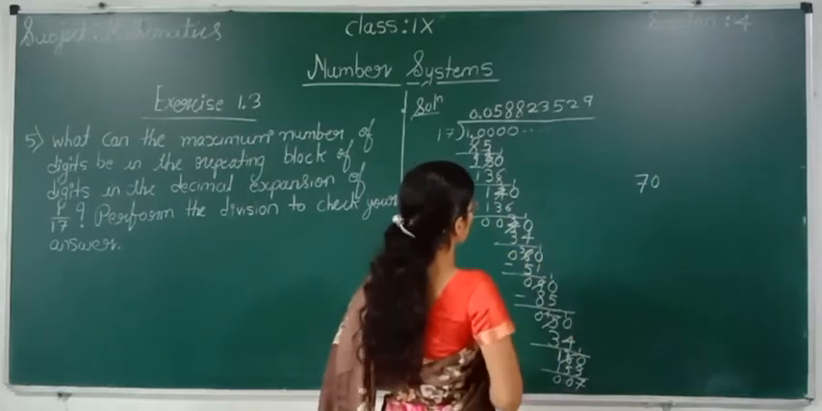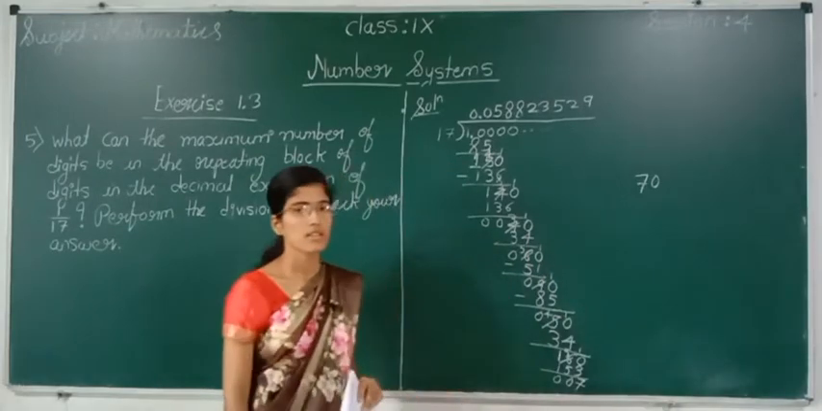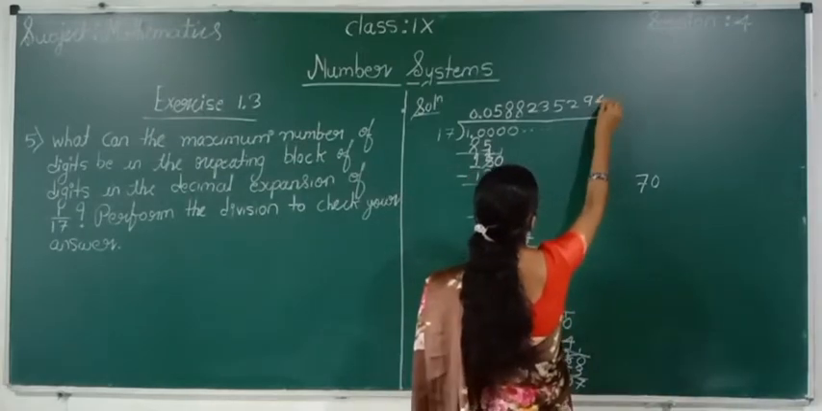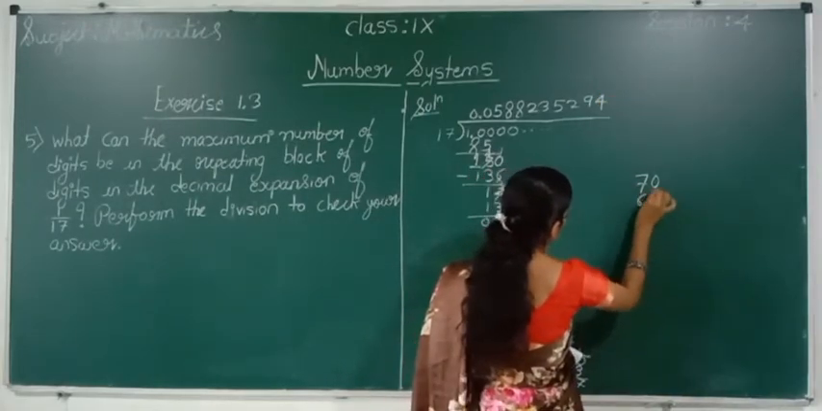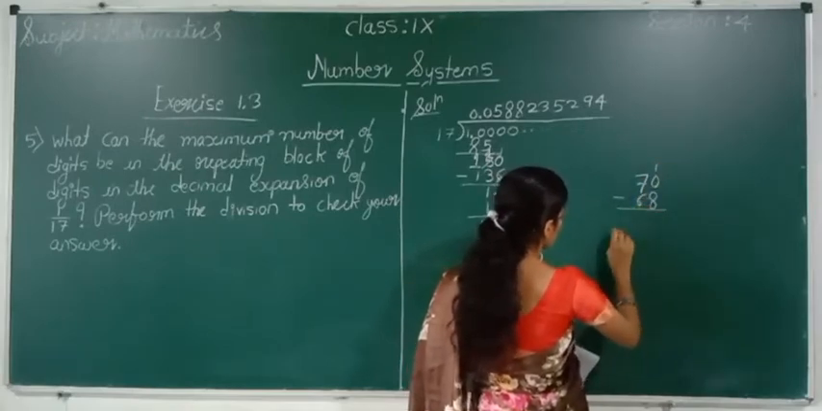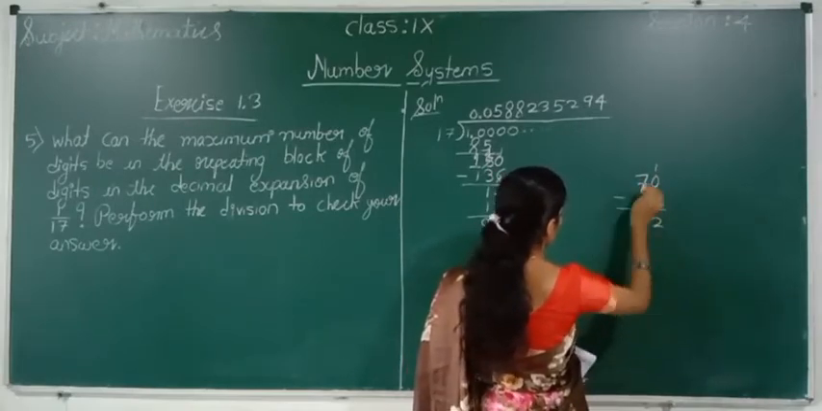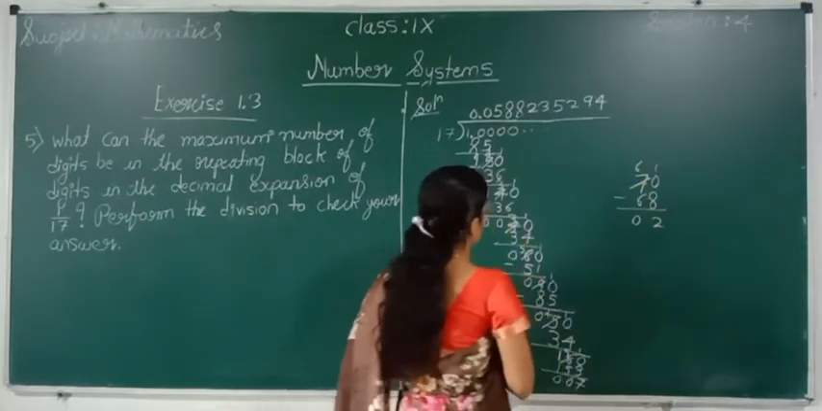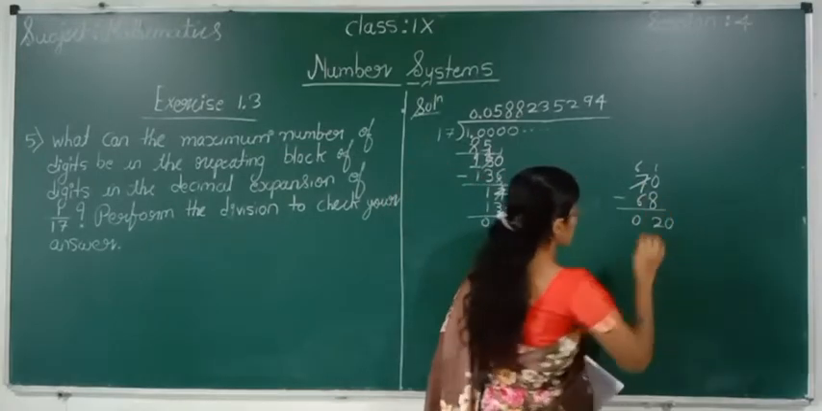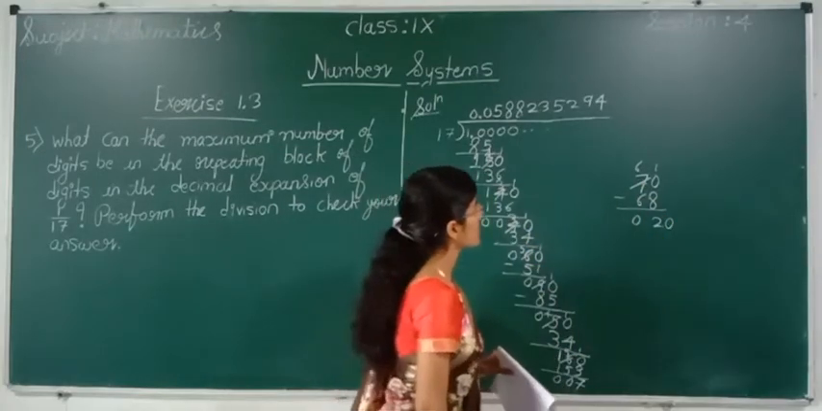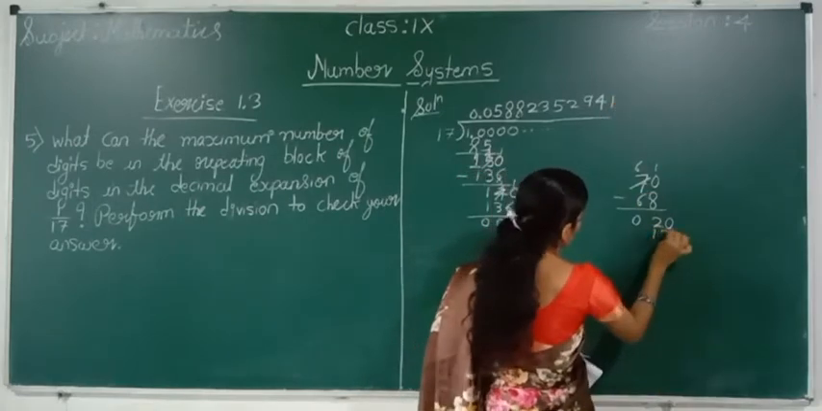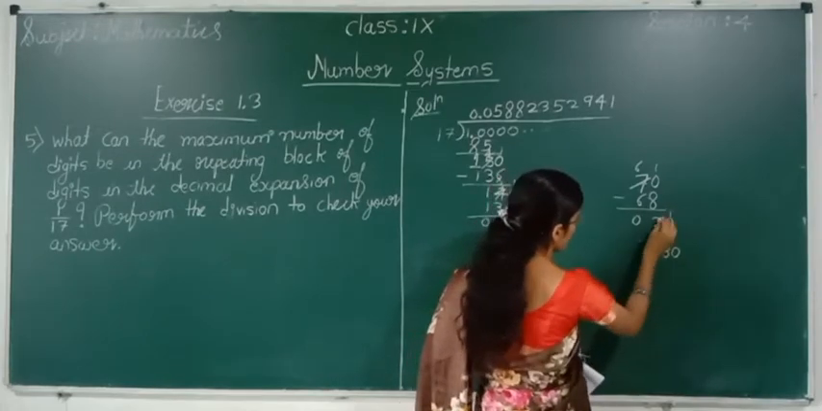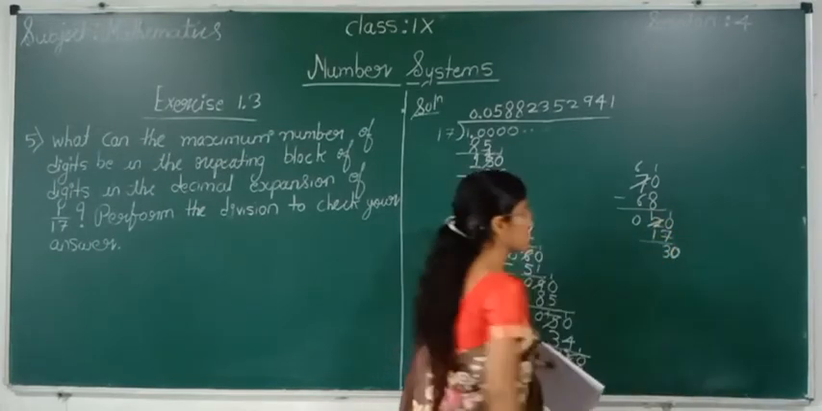Now 17 5s are 85, right? 17 4s are 68. 10 minus 8 is 2 and here it will become 6. 6 minus 6 is 0. Now it will become 20, right? 17 1s are 17. It will become 3. 10 minus 7 is 3. 1 minus 1 is 0. Now it will become 30.